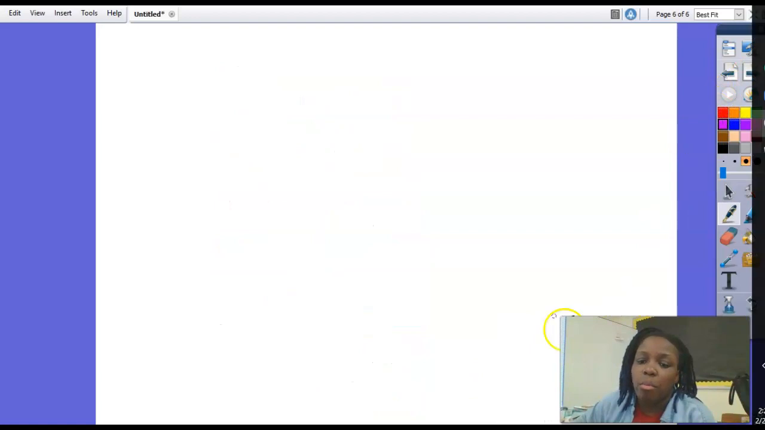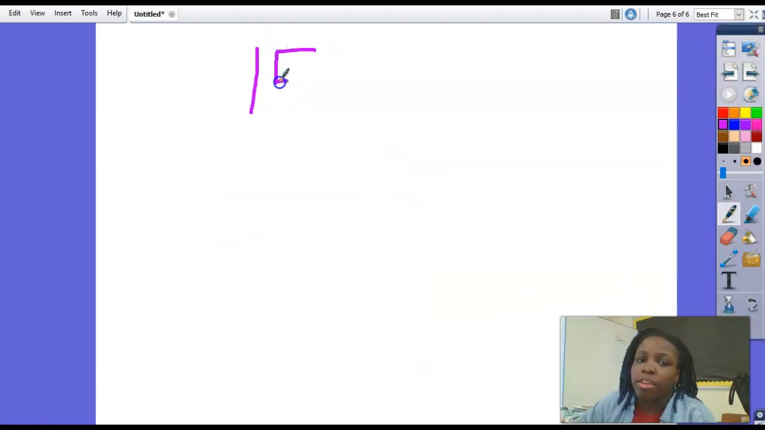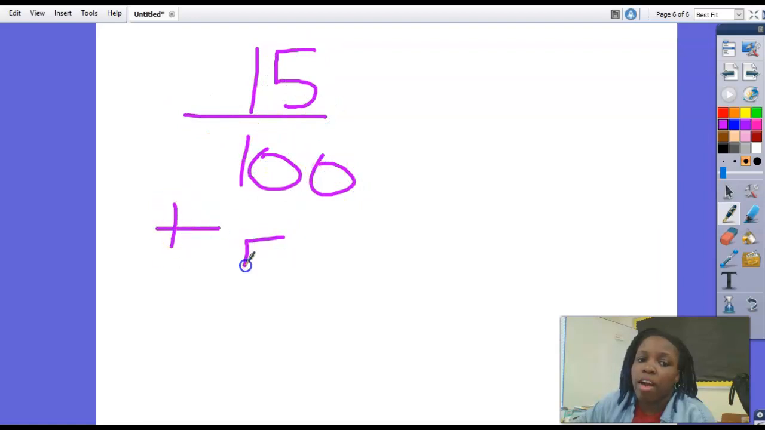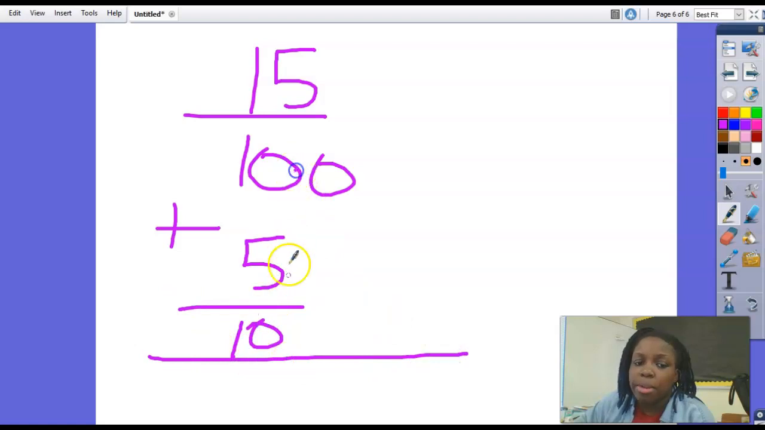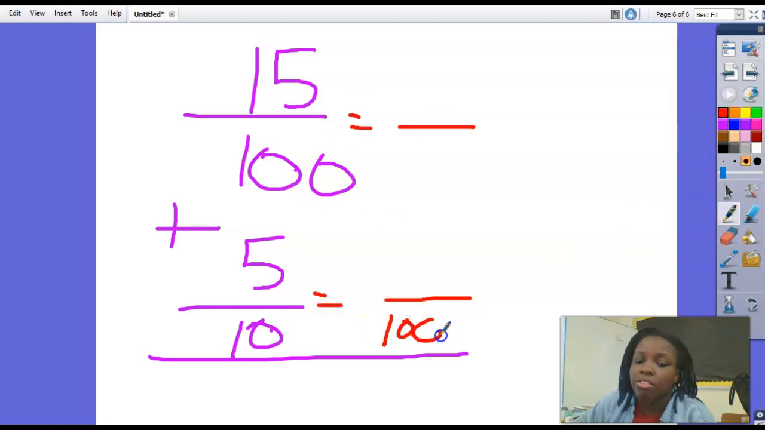So let's look at another one like this. So we have 15 hundredths plus 5 tenths, you guys. You ready? So remember, our denominators are different. We have to set our denominators equal to 100. So we're going to put 100 down as our denominator. Then I'm going to start with either one. Let's start with the bottom. I love to start with the bottom for some reason.